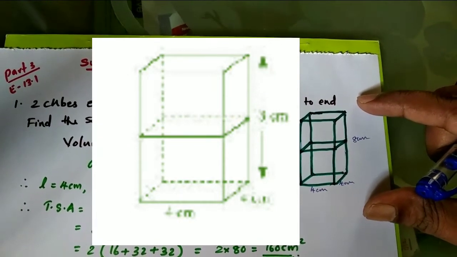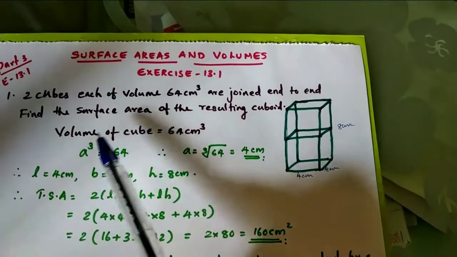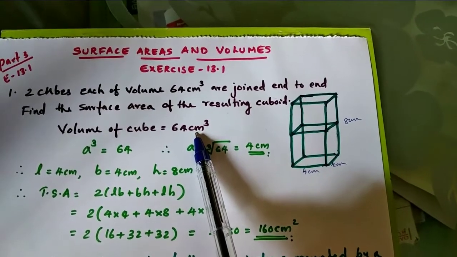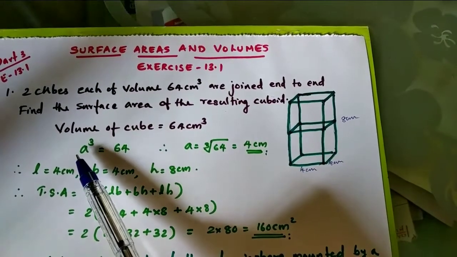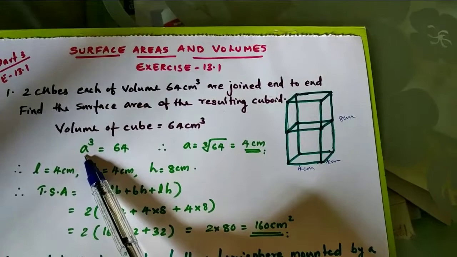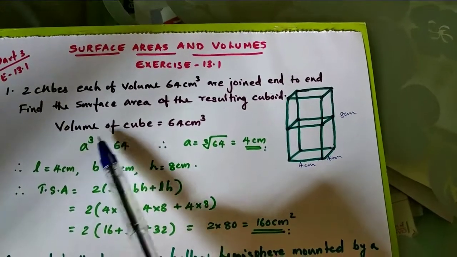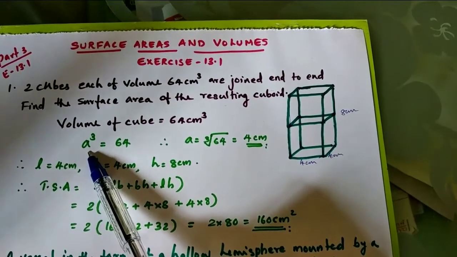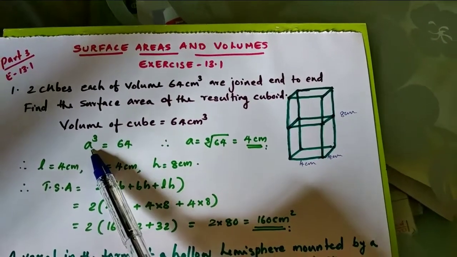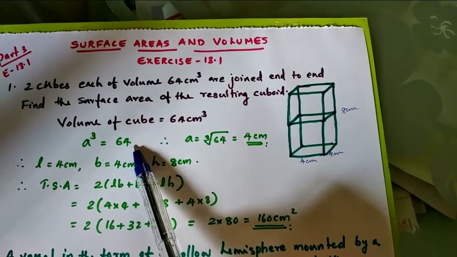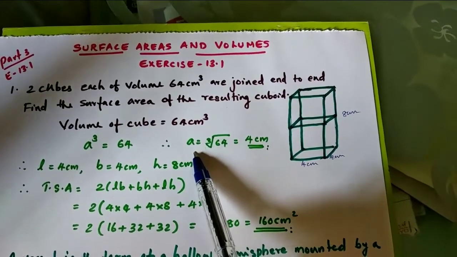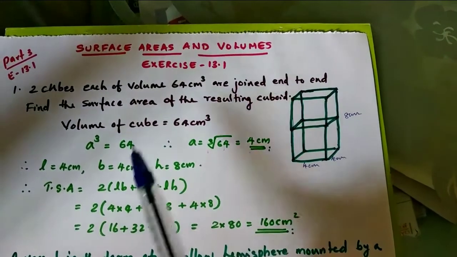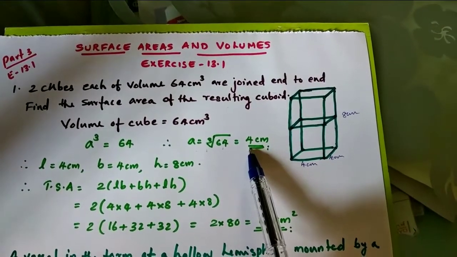This is our question. So the given condition is volume of cube is equal to 64 centimeter cube. So we have to find the side or one edge of the cube. We know the volume of cube is equal to a cube. We have already learned the volume of cube. A cube is equal to what? 64. So therefore a equal to cube root of 64, that's equal to 4 centimeter. Okay, so one side of the cube is equal to 4 centimeter.